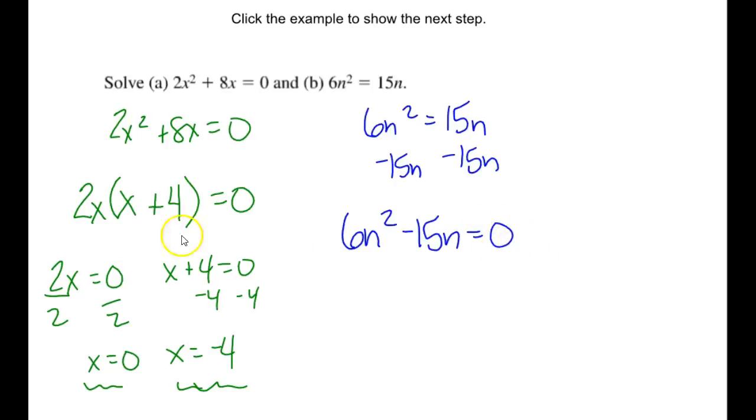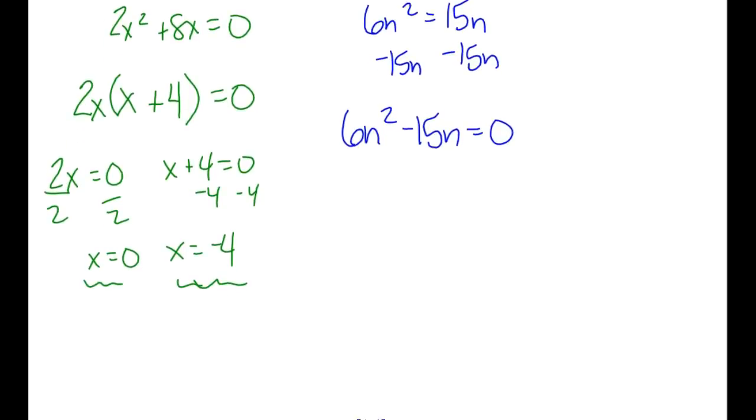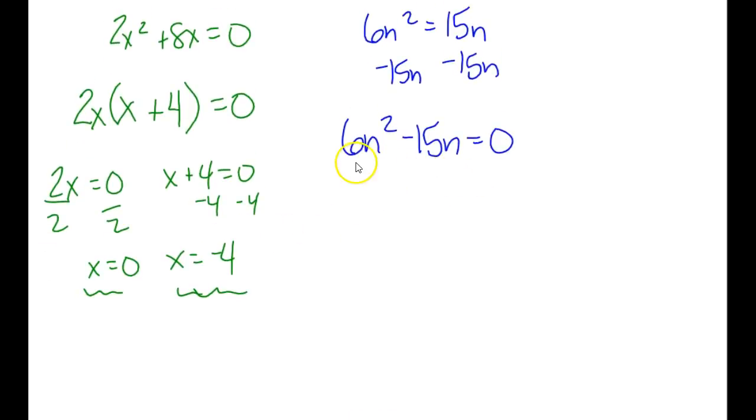Well, now that I'm set equal to 0, I can go ahead and factor what I see. So I notice that both 6 and 15 are divisible by 3, and I also see that I have an n in both of my terms, so I can pull that out as well. So I know 6 divided by 3 leaves me with 2, n squared divided by n leaves me with n, minus, right, like that example on the last page I just showed you, 15 divided by 3 is 5, and n divided by n is 1, so I leave that there.